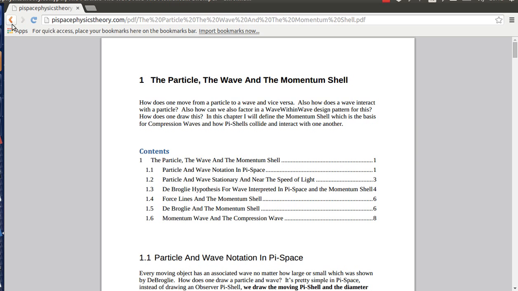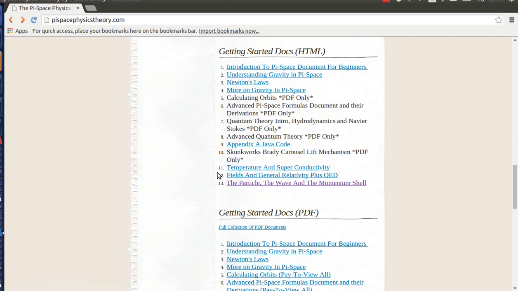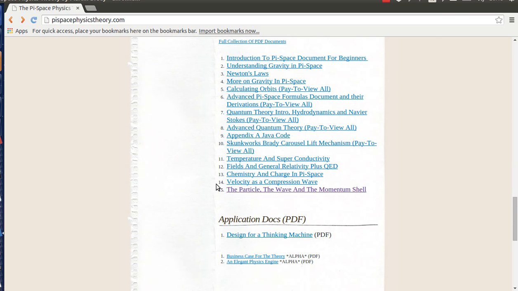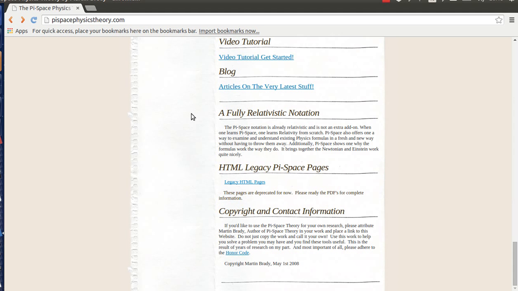You can get the document from the PySpace website. There's an HTML version of it, and there's also a PDF version of it. The website is here. It may change over time, but at the time of recording, that's where it is. If you search for it, you should be able to find it.